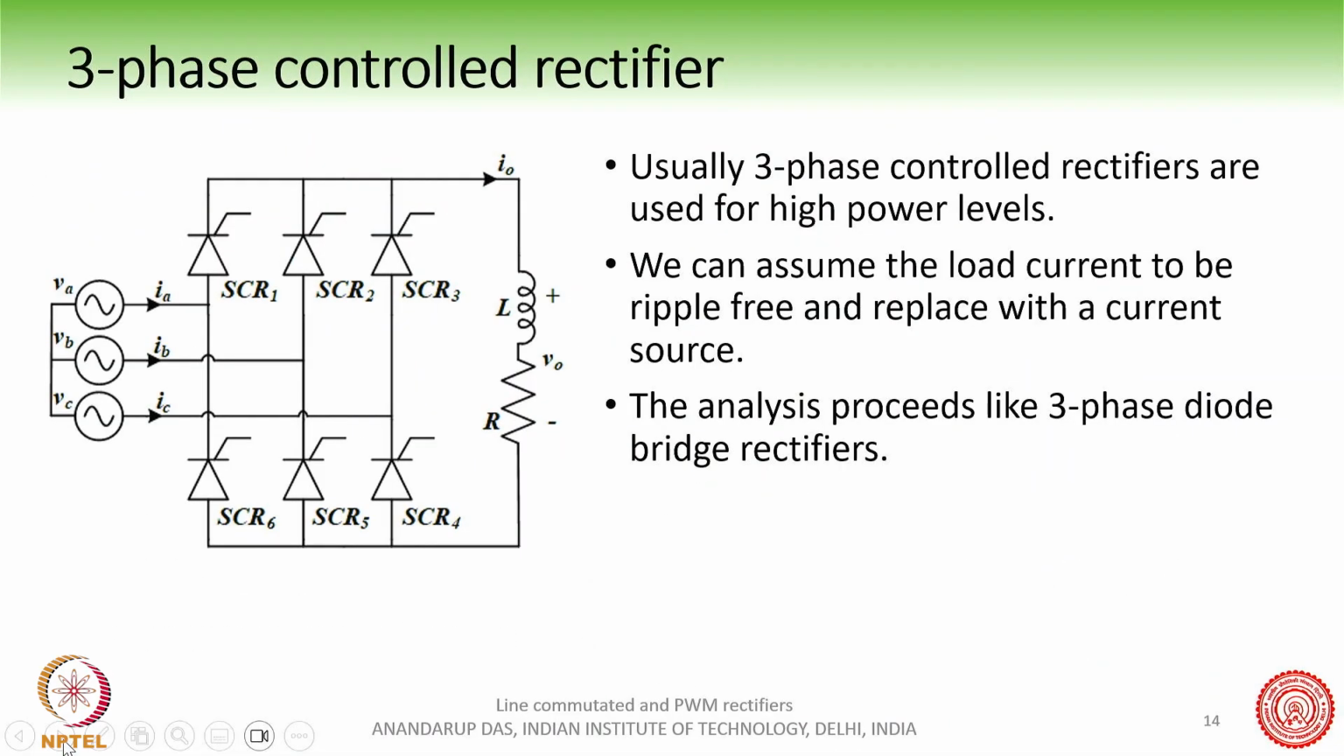Again, the half wave 3-phase controlled rectifier is usually not used, and we have to use the full bridge configuration. The analysis will proceed exactly like a 3-phase diode bridge rectifier, and we can assume this to be a constant current load.